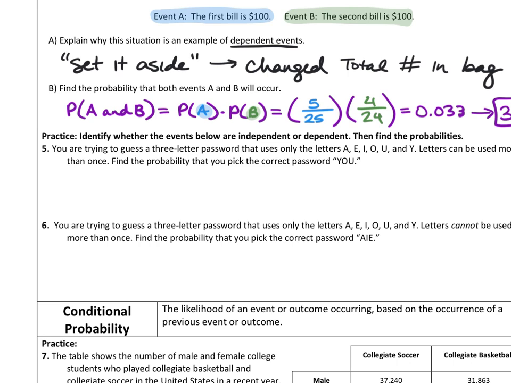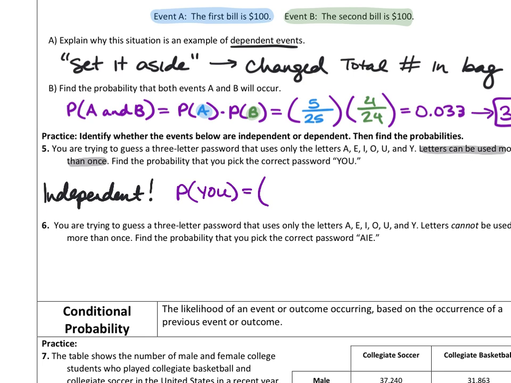Another way to ask this, did we change the total number of options each time we pick a letter, or did we keep the total number of options the same? The same, because we can use a letter more than once, yeah? Since it says letters can be used more than once, that's an indication that this is an independent event, because we didn't change the total number of options from choice to choice.